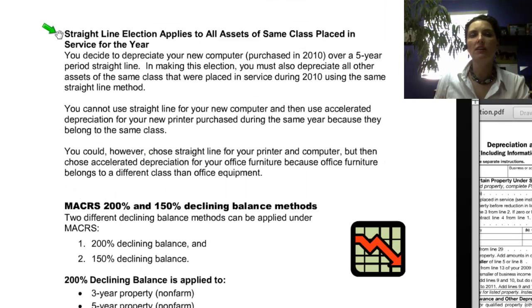Straight line election applies to all assets of the same class placed in service for the year. You decide to depreciate your new computer purchased in 2010 over a 5-year period straight line. In making this election, you must also depreciate all other assets of the same class that were placed in service during 2010 using the same straight line method. You cannot use straight line for your new computer and then use accelerated depreciation for your new printer purchased during the same year because they belong to the same class. You could, however, choose straight line for your printer and computer, but then choose accelerated depreciation for your office furniture because office furniture belongs to a different class than office equipment.